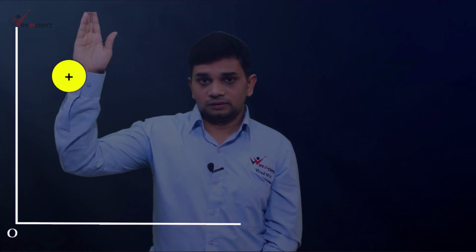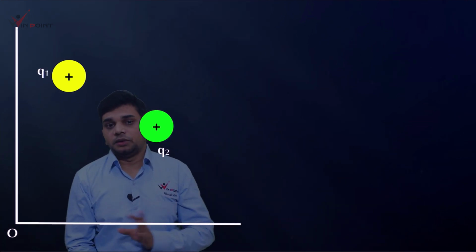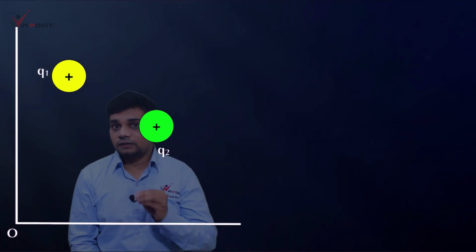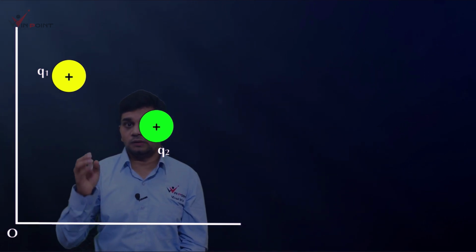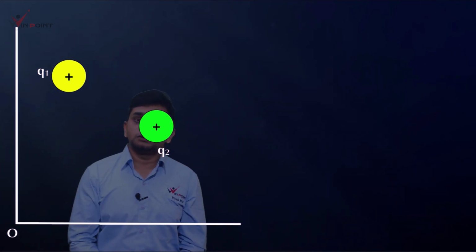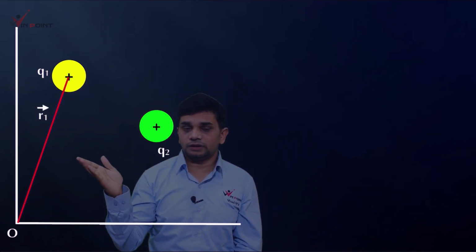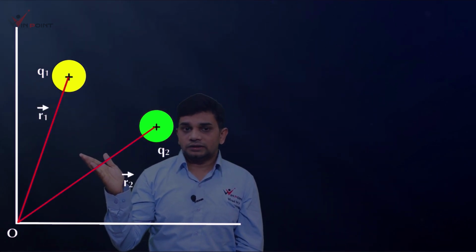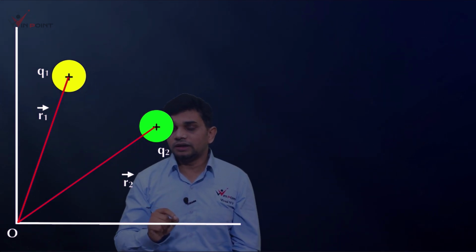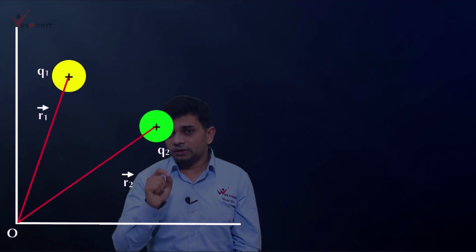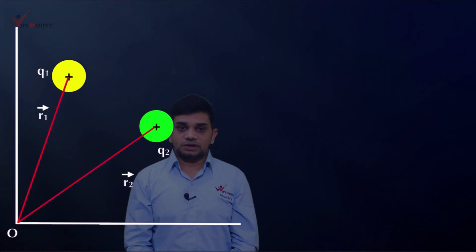One is Q1, second one is Q2. We don't know the distance between Q1 and Q2. Instead of that, we have position vectors. Position vectors of Q1 and position vectors of Q2. This is the position vector of Q1 and this is the position vector of Q2. It is vector R1 and vector R2. The position vector of Q1 is vector R1. The position vector of Q2 is vector R2. It is given in the question.